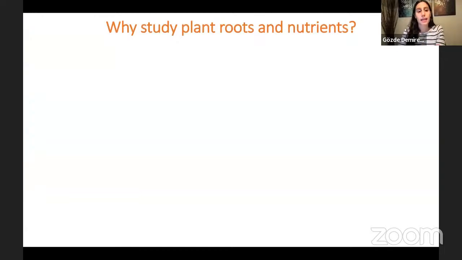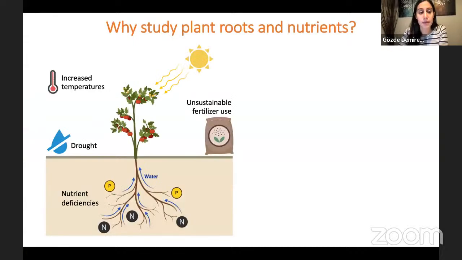I'll start by saying why I'm interested in studying plant roots and nutrients. And that's because we and the plants are facing changing environmental and climate conditions with increasing temperatures, excessive availability of water or drought, and a lot of new emerging pests and diseases. All of these decrease the crop productivity and yield.